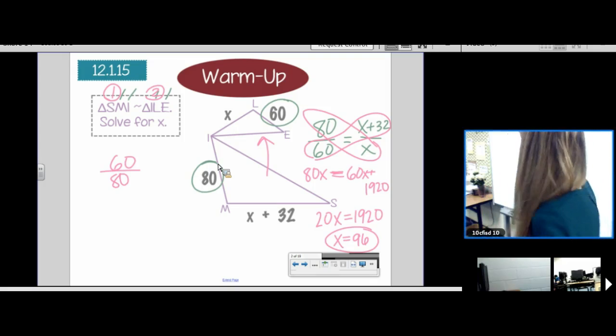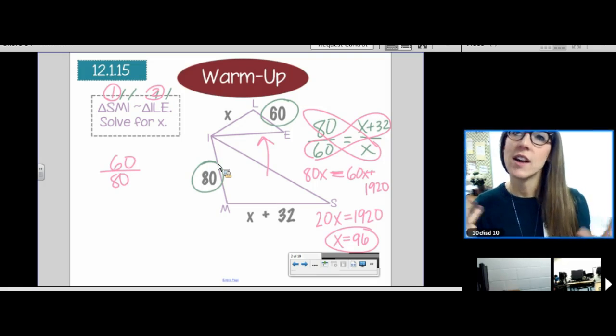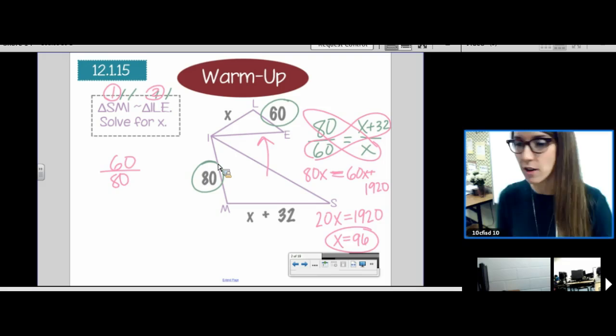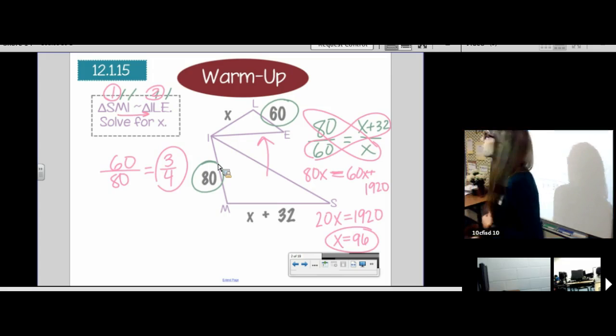Notice from SMI to ILE, we're getting smaller. So our scale factor has to be less than 1. Just keep in mind, if it's getting larger, your scale factor will be greater than 1. If it's getting smaller, your scale factor will be less than 1. And that's how you'll know on the quiz whether you put the second over the first correctly or not. So 3/4 would be the scale factor from here to here.